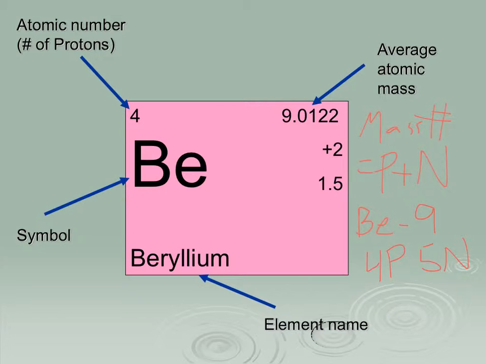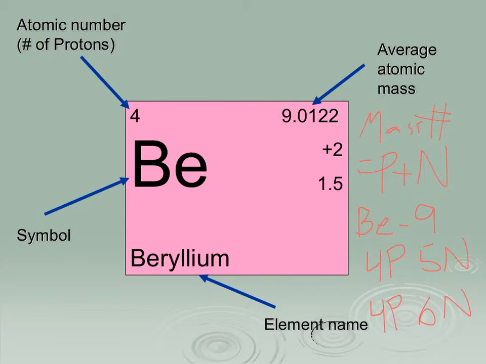But there might be some other berylliums out there. There might be berylliums that have 4 protons and 6 neutrons. But notice, if I do this, my mass number is either a mass of 9, a mass of 10. So this right here is an average atomic mass. It is the average of all the beryllium atoms. And again, we'll talk more about that tomorrow.